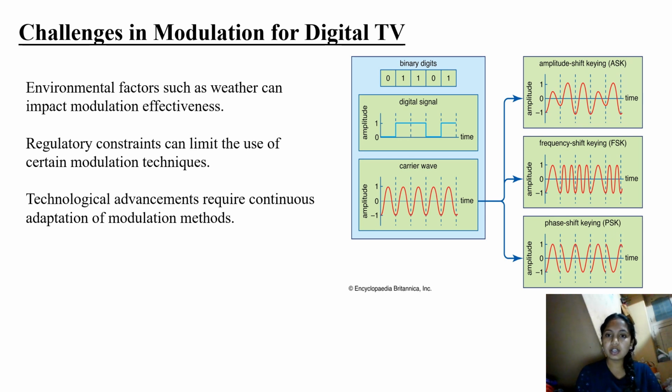So here in the diagram we can see there is amplitude shift keying, that is ASK, and frequency shift keying, that is FSK, and phase shift keying, that is PSK. In ASK the amplitude shifts, in frequency shift keying the frequency shifts, and in PSK the phase will shift.